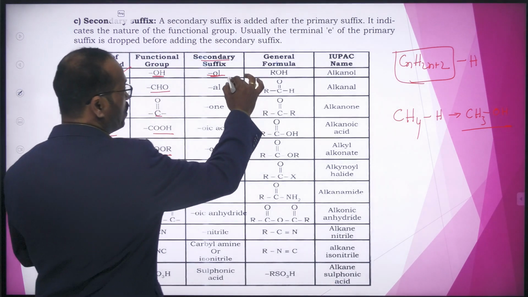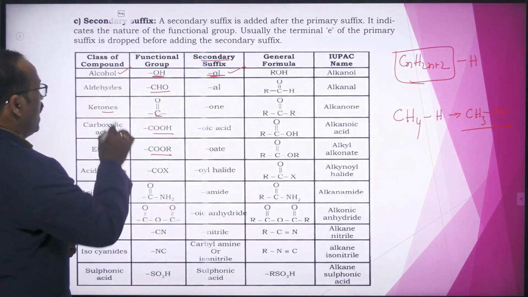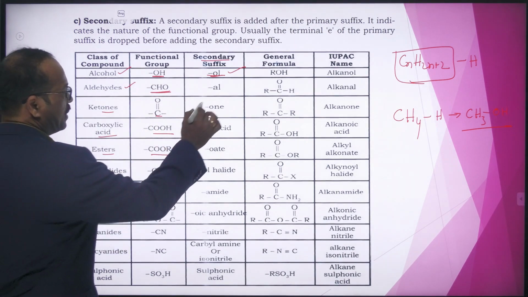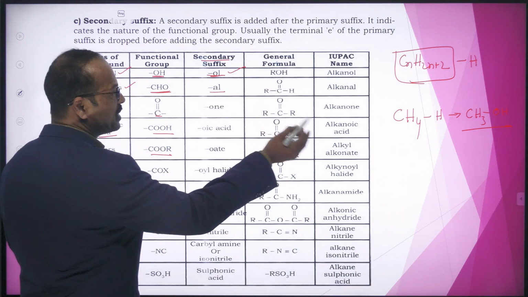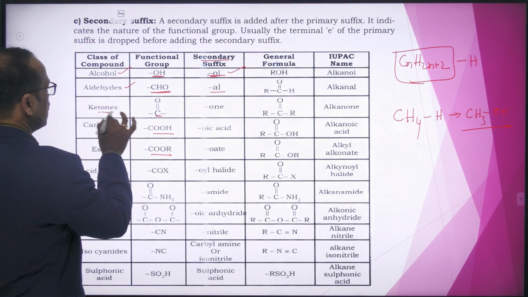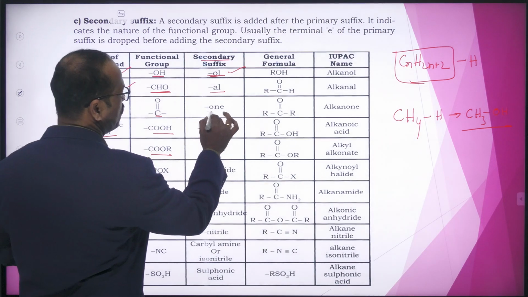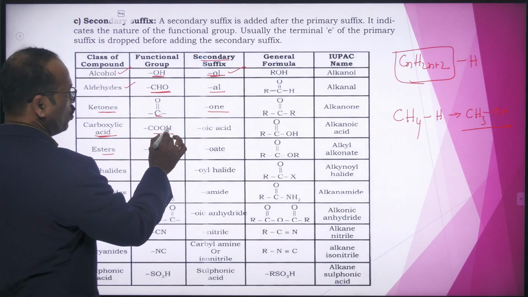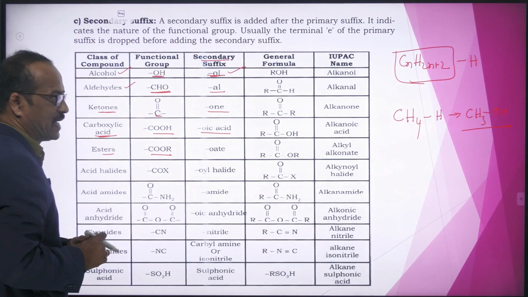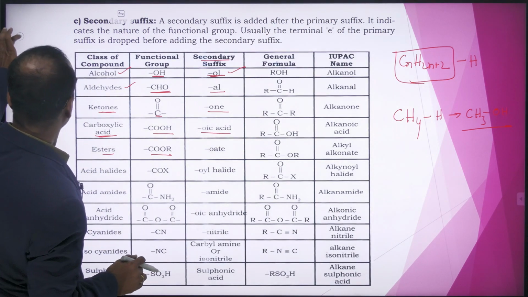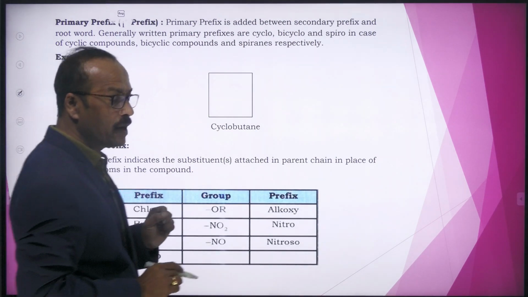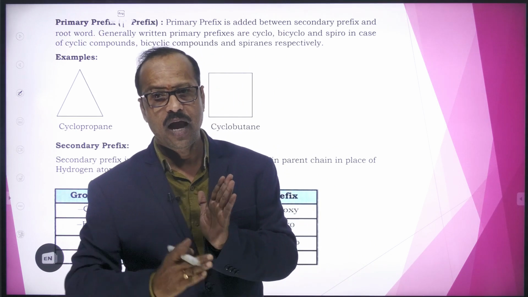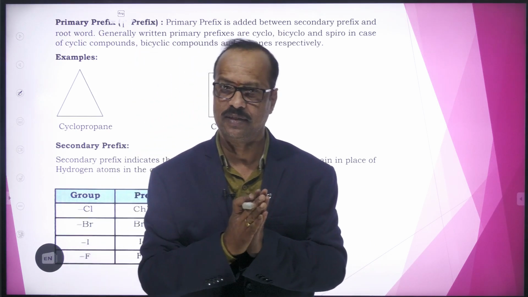If OH is added, that is called the alcoholic functional group, and the secondary suffix will be "ol." Next, if we add CHO, then aldehyde: the secondary suffix ends with "al." Ketone ends with "one." Carboxylic acid, COOH, ends with "oic acid." So these are all the secondary suffixes. After the root word comes the primary suffix, and after the primary suffix comes the secondary suffix.